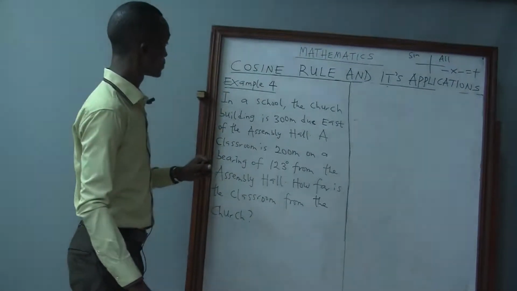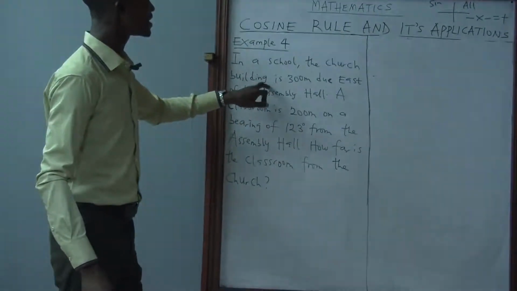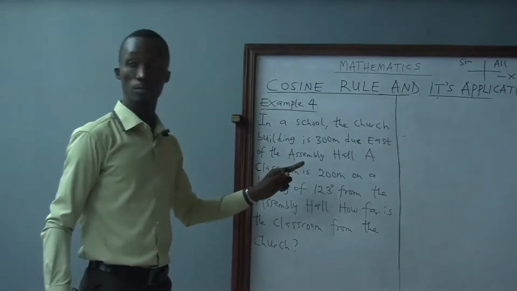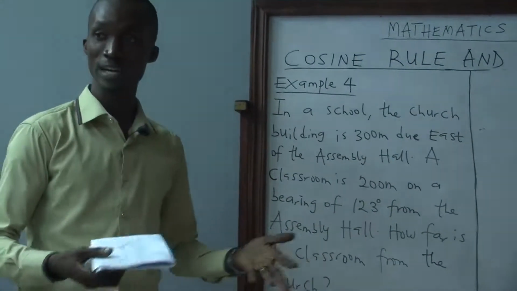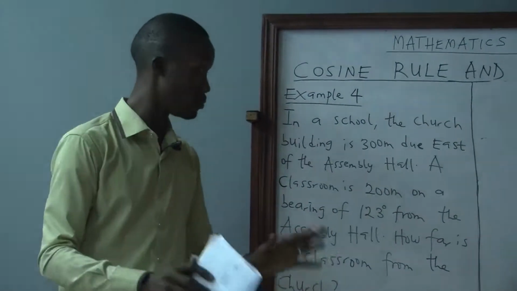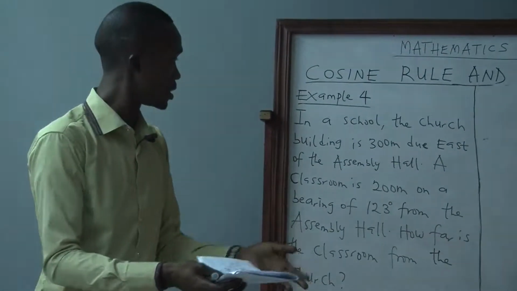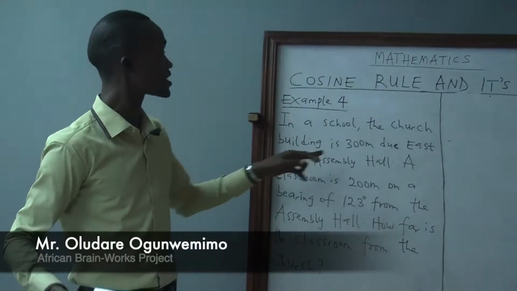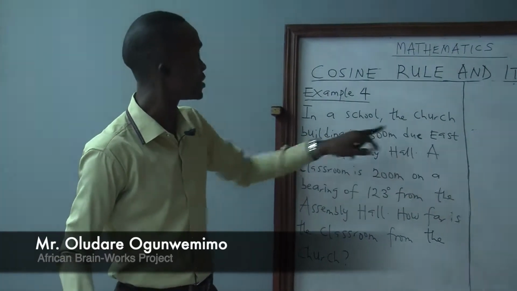We have another example which says, in a school, the church building is 300 meters due east of the assembly hall. Now, when we come to questions on bearing, we need to imagine that what they are talking about in the question is something around us, actually, but we need to try to get a picture of what that question is trying to talk about. We have a school, a church, and the assembly hall. The church is due east of the assembly hall.